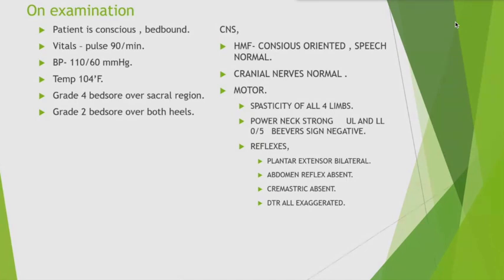Motor wise, if a person is not able to abduct his shoulder, where do you localize? C5 lesion. Suppose you are not able to abduct your fingers. Where do you localize? C8, you localize at the level of T1. Suppose you are not able to dorsiflex your wrist.